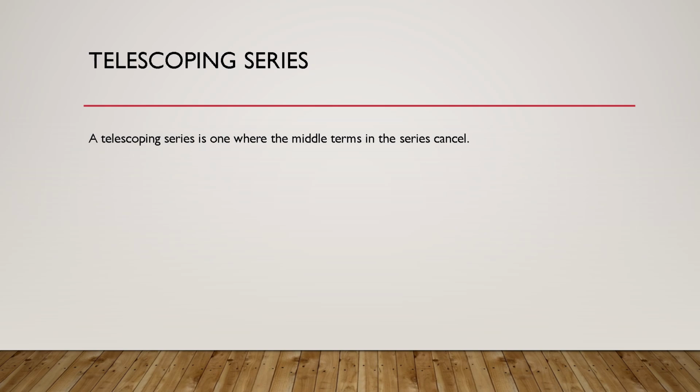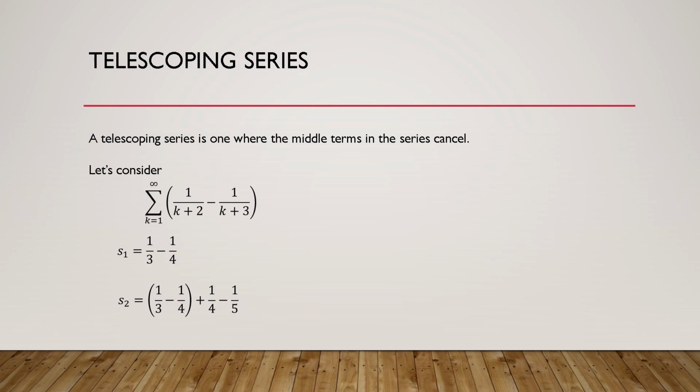A telescoping series is one where the middle terms in the series cancel. Let's consider the sum from k equals 1 to infinity of the quantity of 1 over k plus 2 minus 1 over k plus 3. S sub 1 would then be 1/3 minus 1/4. S sub 2 would then be 1/3 minus 1/4 plus 1/4 minus 1/5. Here, minus 1/4 plus 1/4 cancels, leaving 1/3 minus 1/5. S sub 3 then equals 1/3 minus 1/5 plus 1/5 minus 1/6. In this term, the 1/5 cancels, leaving 1/3 minus 1/6.